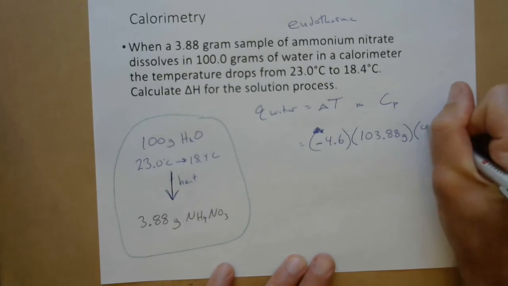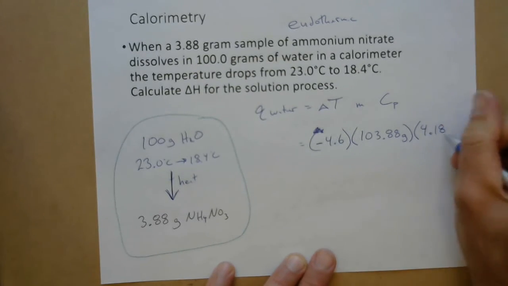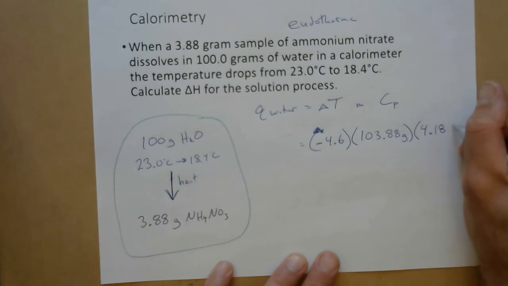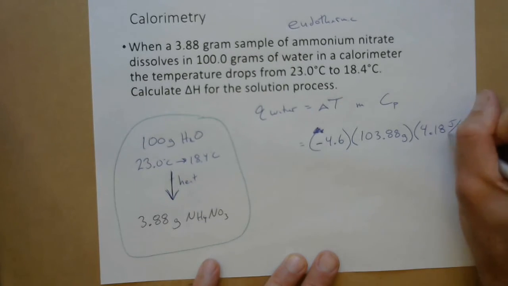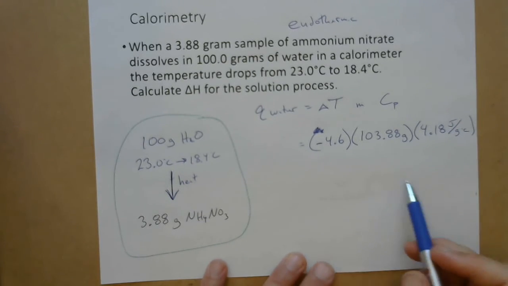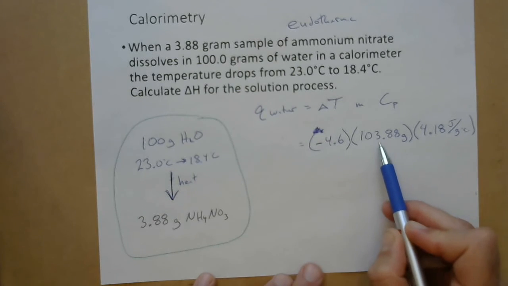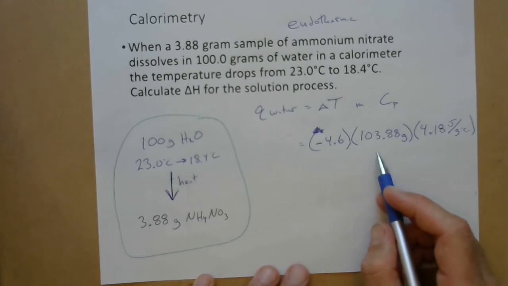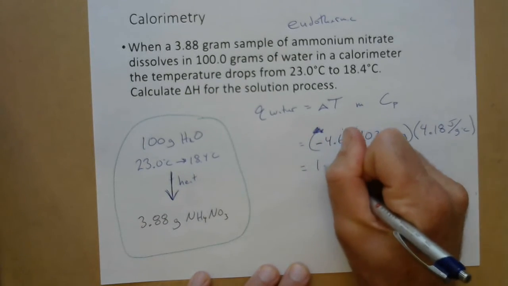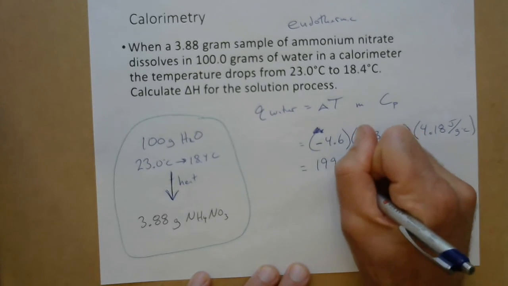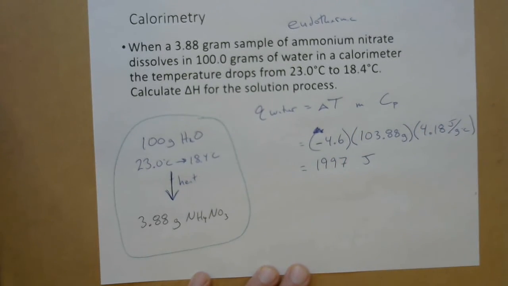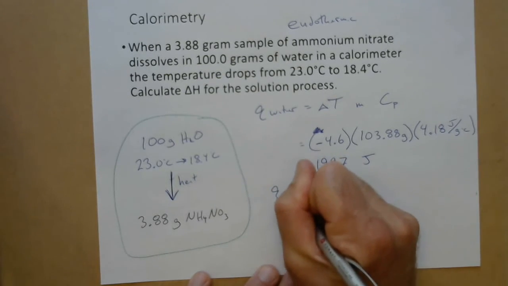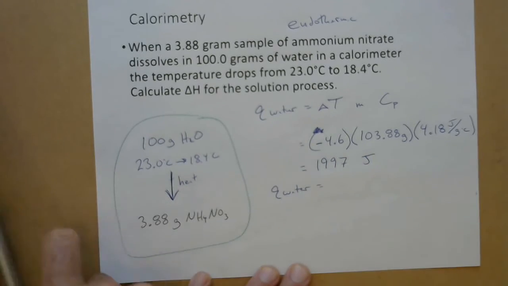It's also kind of standard to assume that this solution still has the same specific heat of water. It still releases and absorbs energy at the same rate that water does, so still 4.18 joules per gram degrees Celsius. Okay, so we have our temperature change of the solution, our mass of the solution and our specific heat of the solution. We'll multiply those together and you get 1,997 joules.